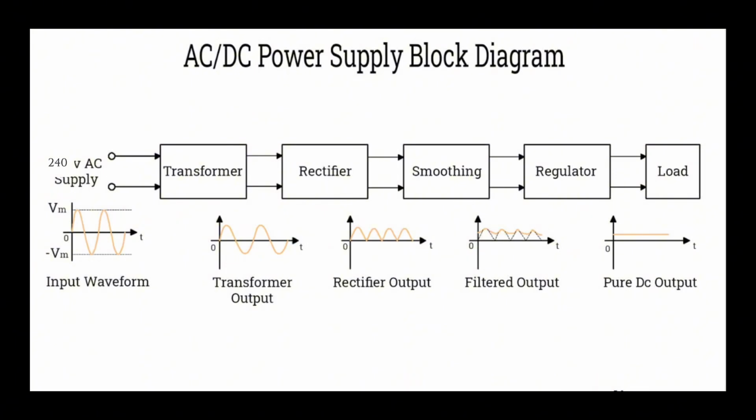Then, diodes in the rectifier convert the AC to pulsating DC, which is smoothed by a capacitor and regulated for stability. This process ensures the device receives safe and consistent power.